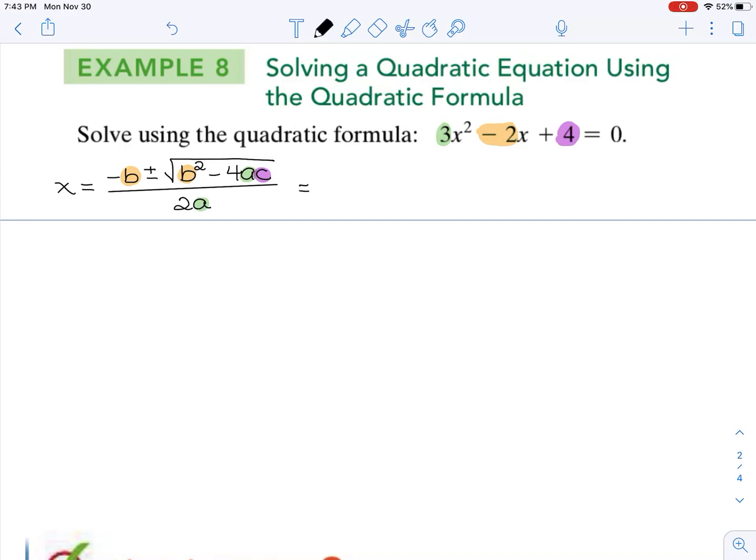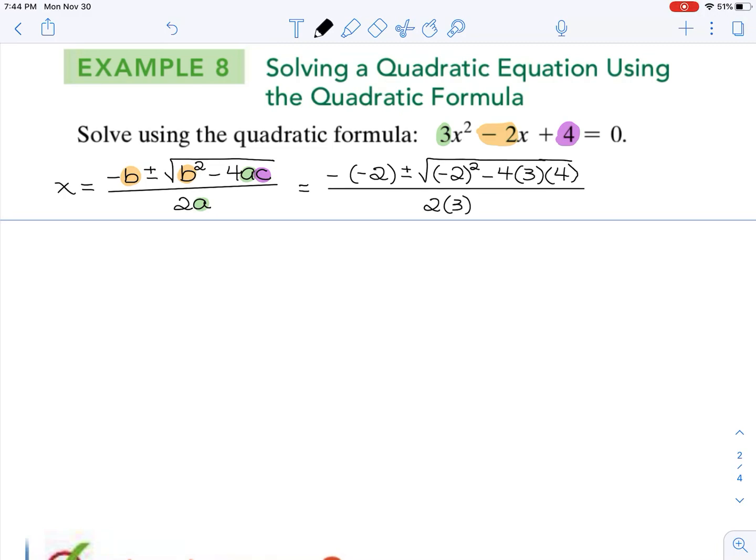So we get the negative of negative 2 plus or minus the square root of negative 2 squared, notice it's in parentheses, minus 4 times a, which is 3, times c, which is 4, all over 2 times 3.